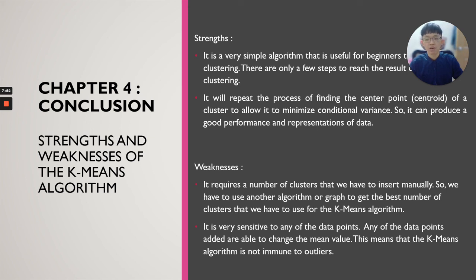Coming to the weakness of the K-means algorithm, it requires a number of clusters that we have to insert manually. So we have to use another algorithm or graph to get the best number of clusters to use for the K-means algorithm. Also, it is very sensitive to data points. Any data point added is able to change the mean value. This means that the K-means algorithm is not immune to outliers.